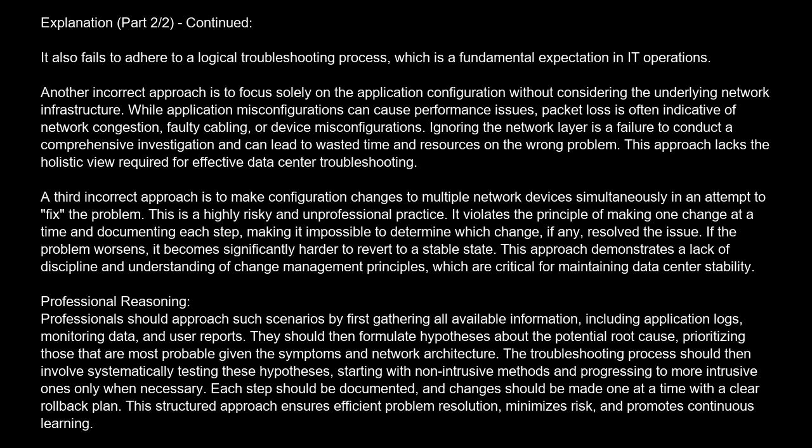Professional reasoning. Professionals should approach such scenarios by first gathering all available information, including application logs, monitoring data, and user reports. They should then formulate hypotheses about the potential root cause, prioritizing those that are most probable given the symptoms and network architecture. The troubleshooting process should then involve systematically testing these hypotheses, starting with non-intrusive methods and progressing to more intrusive ones only when necessary. Each step should be documented, and changes should be made one at a time with a clear rollback plan. This structured approach ensures efficient problem resolution, minimizes risk, and promotes continuous learning.